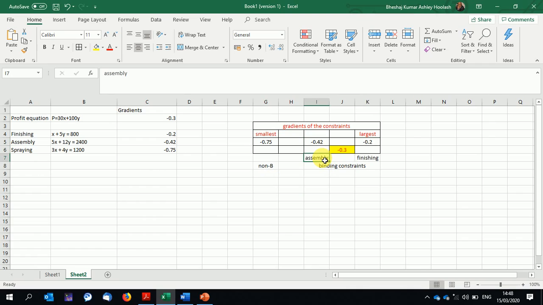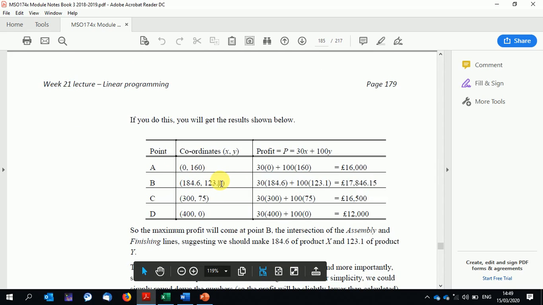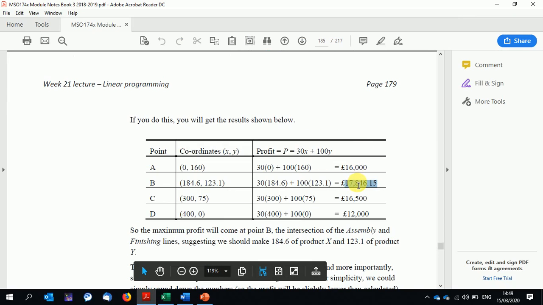Now, once I identify the assembly and the finishing as the binding constraints, I can solve these two equations just like method 1, solve them simultaneously to find the point of intersection, small x and small y, which would be the same answer as before, and substitute in my profit equation to get my maximum profit.